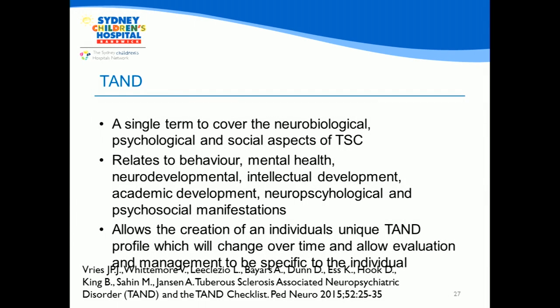So that's just a diagram. It's really encompassing the neurocognitive, learning, development, behavioural, psychosocial, so family functioning, individual functioning and mental health, all under one banner headline. It covers the whole range of the neurobiological, psychological and social aspects. It relates to behaviour, mental health, neurodevelopmental difficulties, intellectual development, academic development, neuropsychological and psychosocial manifestations. And everybody with TSC would be unique, with their own profile, which may well change over time, but different from the patient you see before and different from the patient you see afterwards.